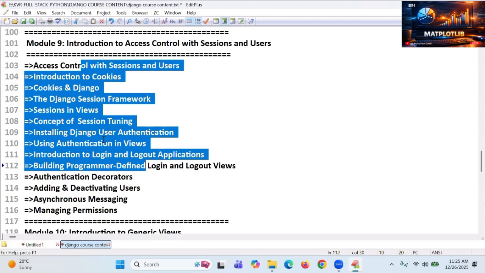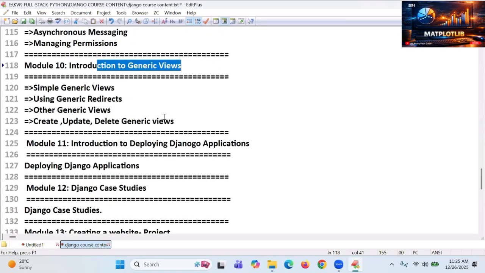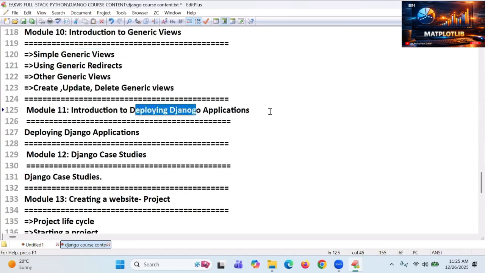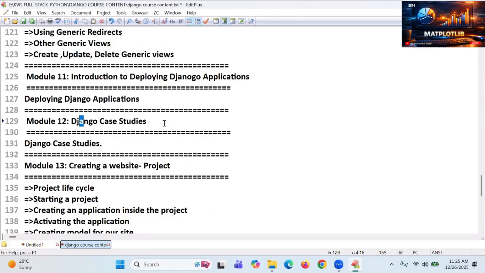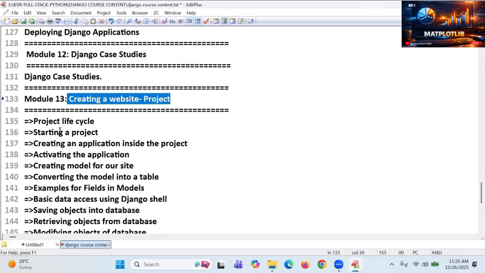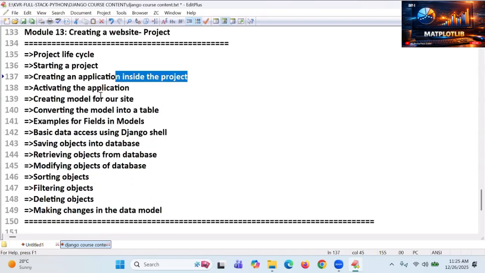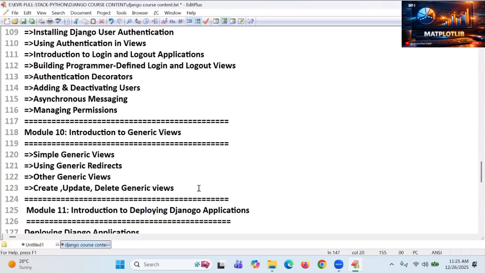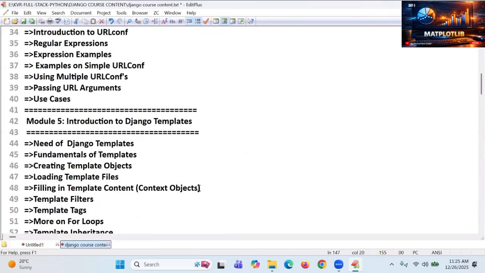All Django forms. Next, generic views, introduction to deploying a Django application on the internet. It is a web application. Django case studies: creating a website, project lifecycle, starting a project, creating a project, adding and deploying. This is called Django, complete.